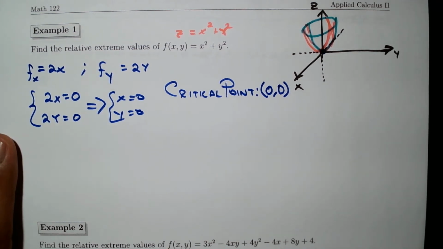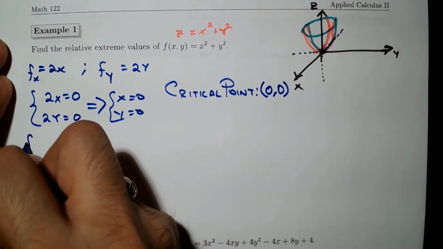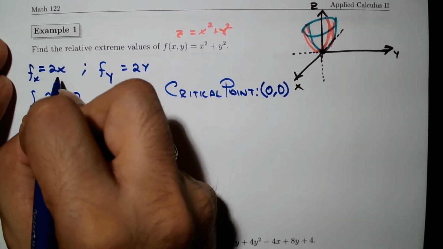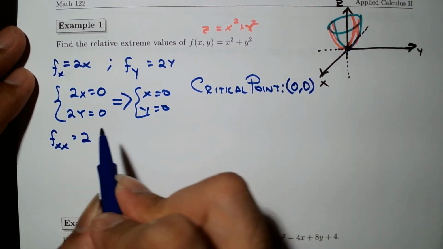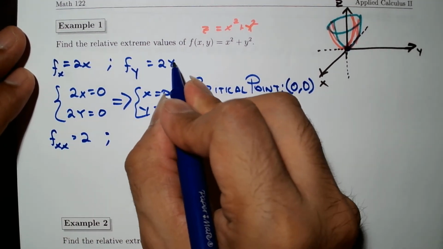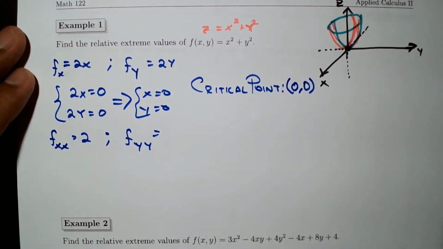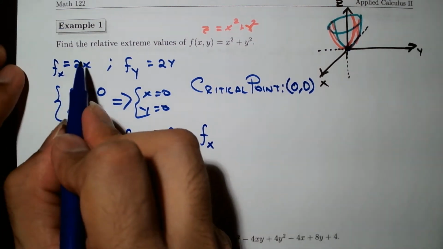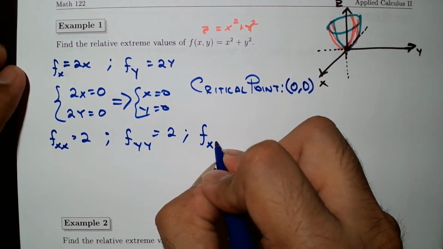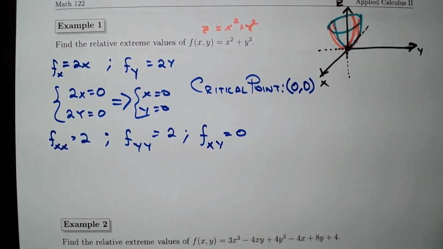Now that we found the critical point, the next step is to find the second partials. fxx, the second partial derivative with respect to x, is going to be 2. The second partial derivative with respect to y, fyy, equals 2. And then I need a third one, which is first with respect to x, which is 2x, and then with respect to y. But the derivative of 2x with respect to y will be 0.